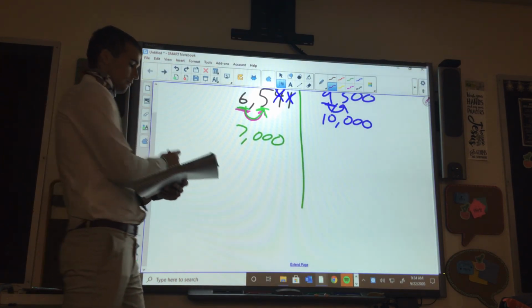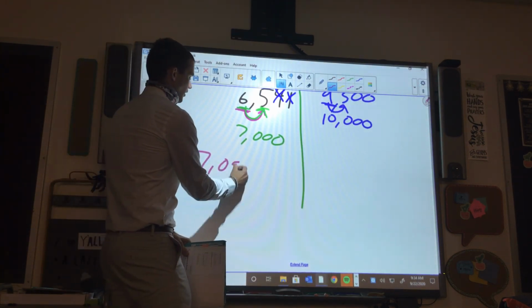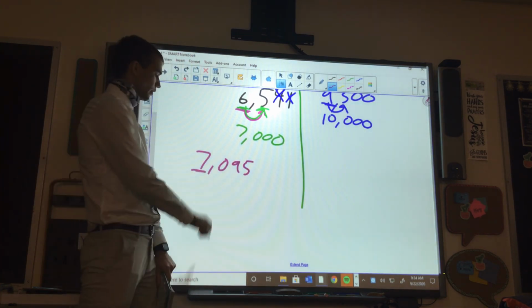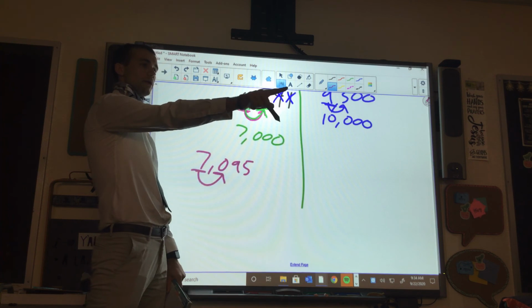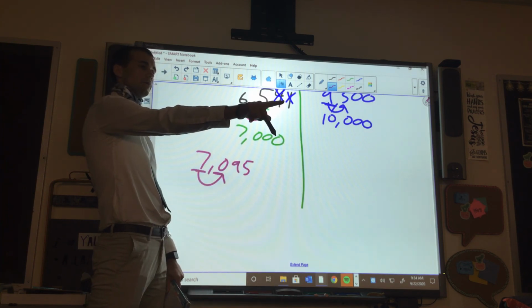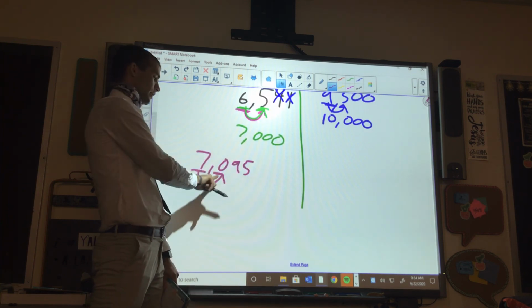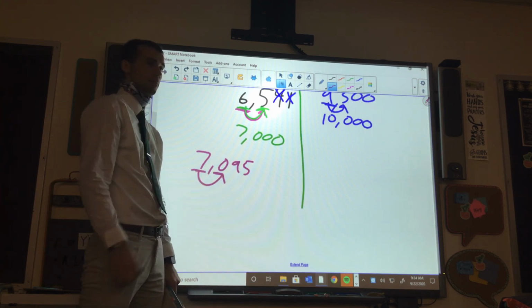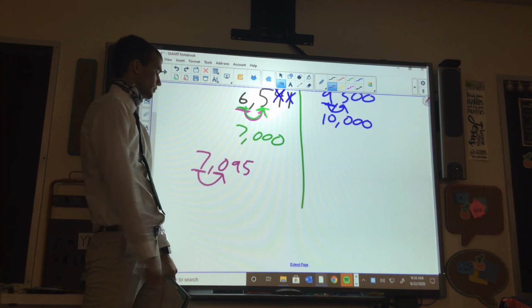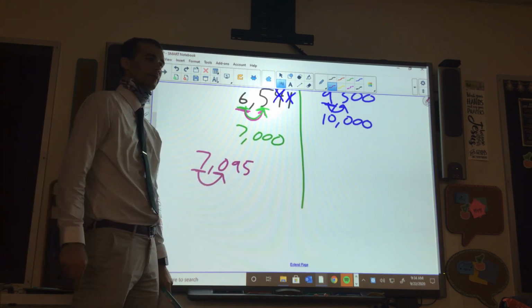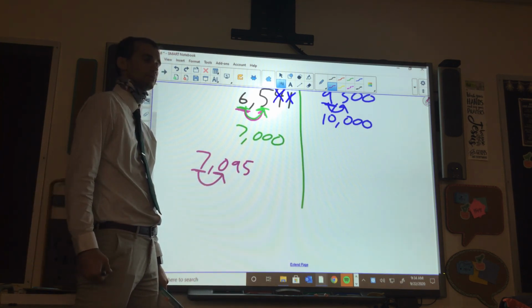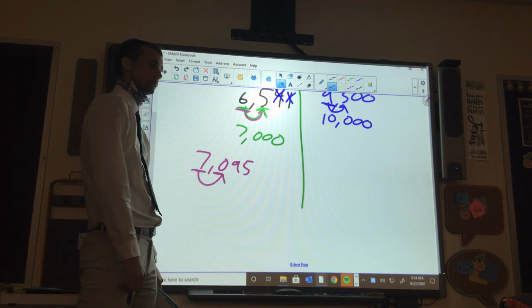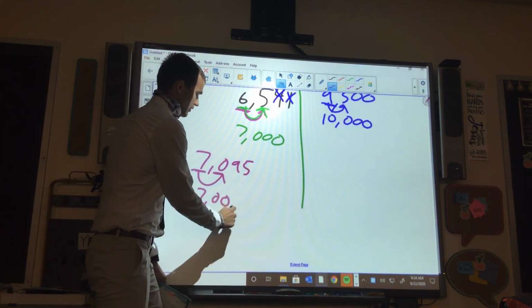What if we have 7,095 to the nearest thousand? We look over to 0, and what do we do? Round up or down? Down. If you're not looking at me, then you don't know that I'm pointing at you. Does the 0 go up or down? 4 or below, you go down. So 7,095 rounds to 7,000. Yep. Stays at 7,000.